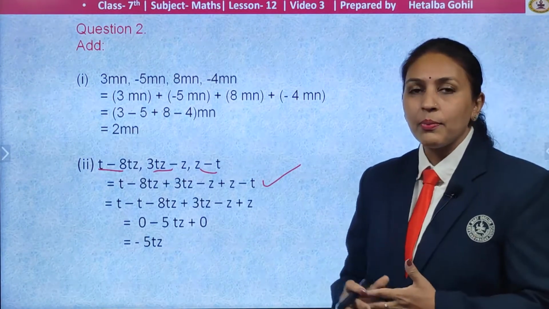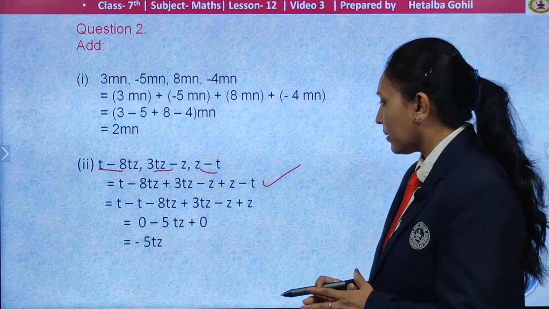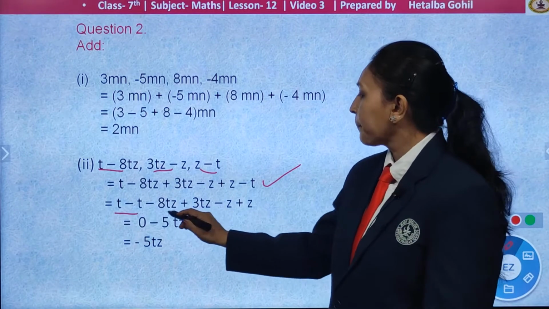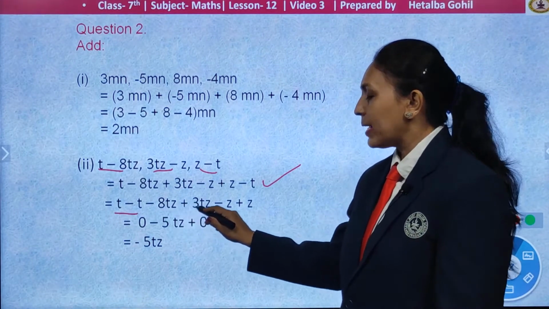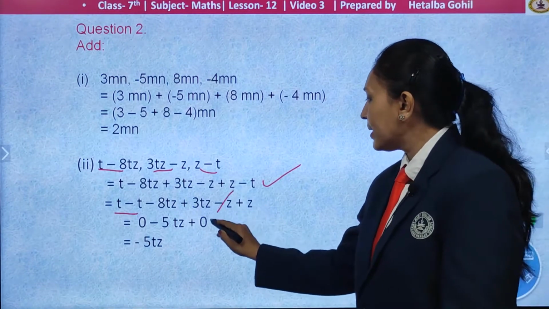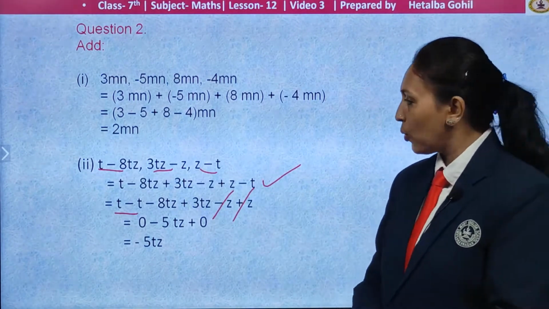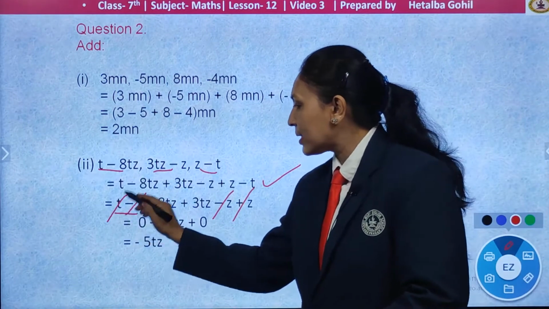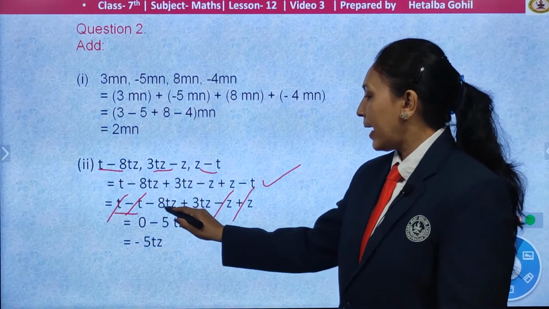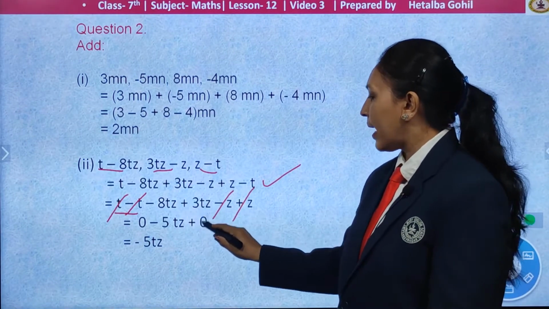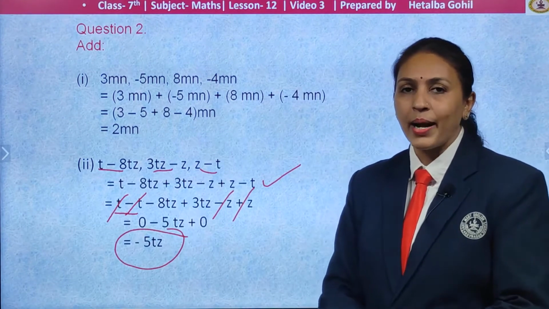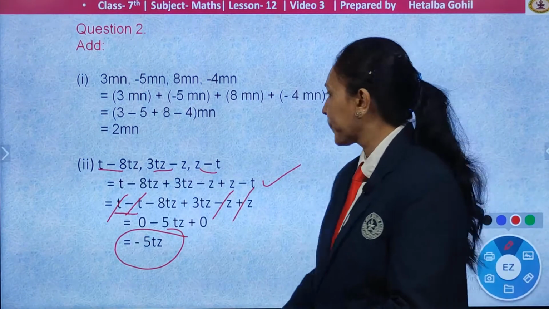Now my next step will be to combine the like terms. You can see t minus t, okay, I have combined here, minus 8tz and plus 3tz, minus z plus z. Here minus z plus z becomes 0, t and minus t becomes here 0. Now what is left out? Minus 8tz and 3tz. When you simplify, you are going to get your answer here as minus 5tz.